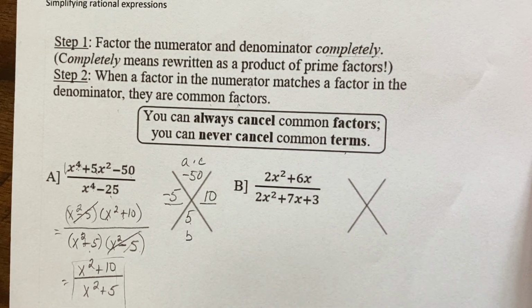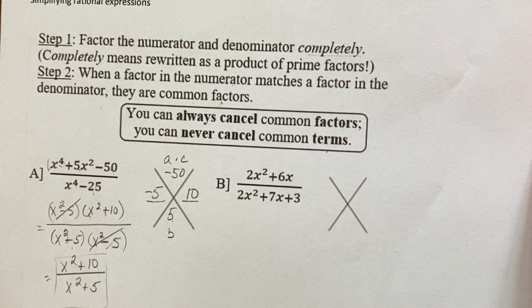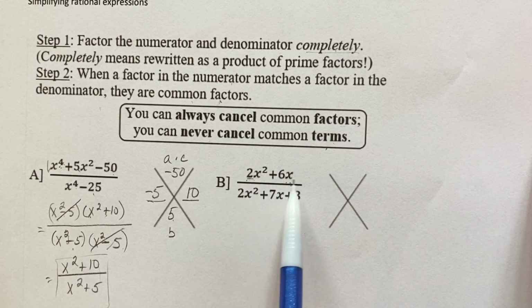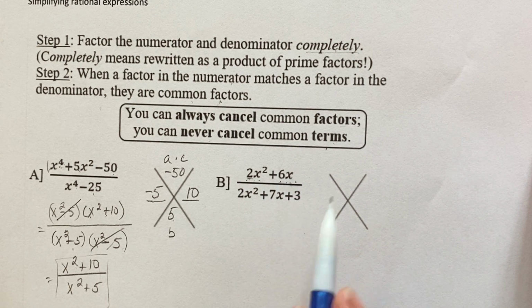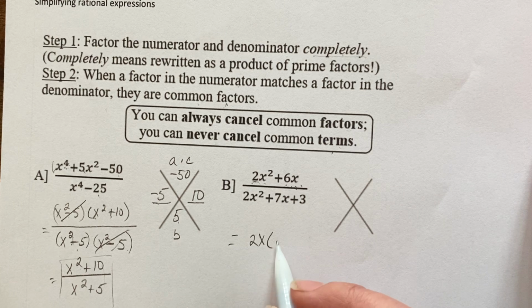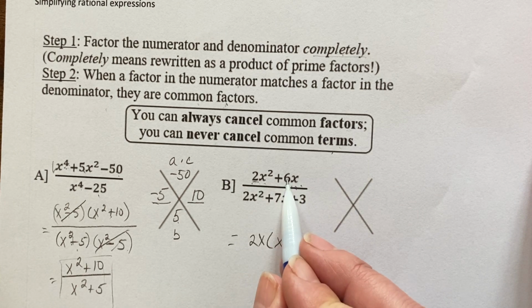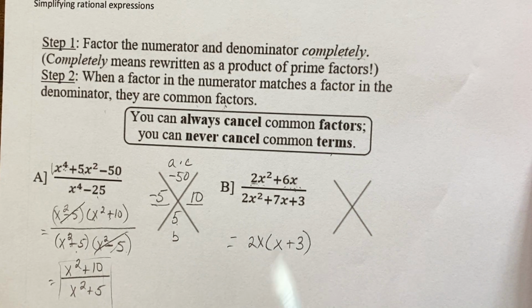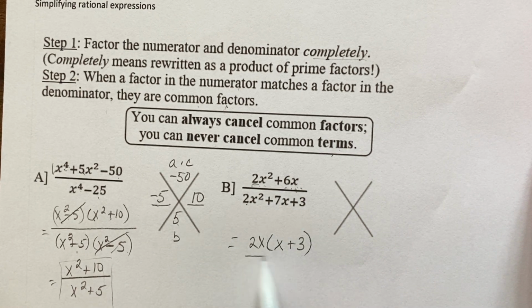All right, so let's take a look at part B. So the first thing I want to notice is in the numerator, we have two terms, and they do have a GCF. So they both have a factor of 2 and x. So the numerator you can write as 2x times (x plus 3), because when we take 2x out of 6x, you're left with 3.